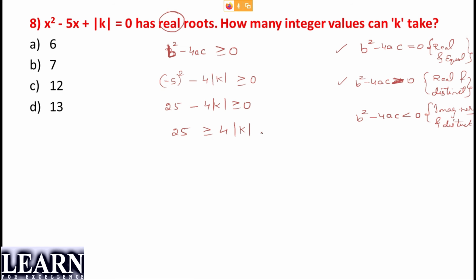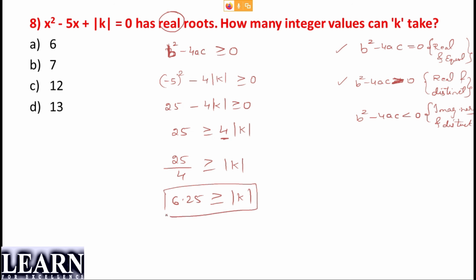When you shift a term by addition or subtraction, the sign is not going to change in inequalities. When we are talking about multiplication and division, the sign will change if the multiplying or dividing number is negative. If it is a positive number, the sign will not get affected. If it is a negative number, the sign will get affected. Is it clear? So 25 divided by 4 is greater than or equal to modulus k. Since it is positive, the sign will not interchange, so 6.25 is greater than or equal to modulus k.